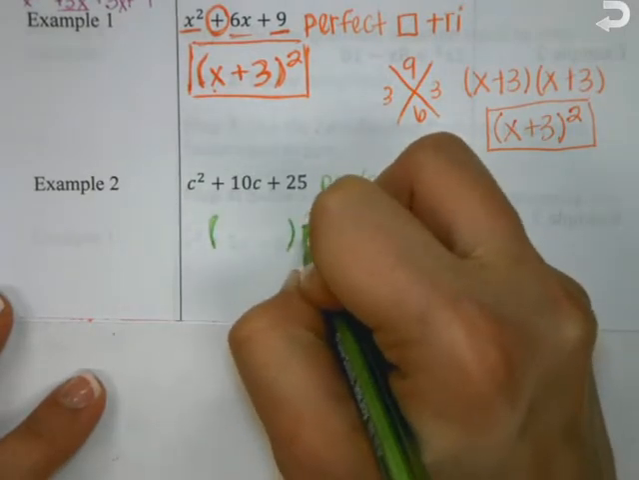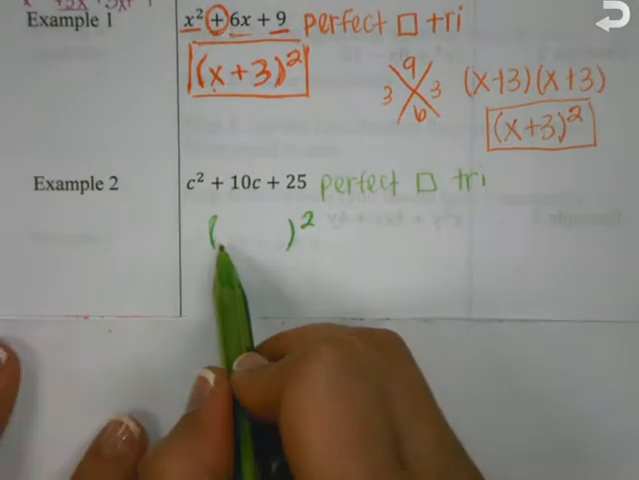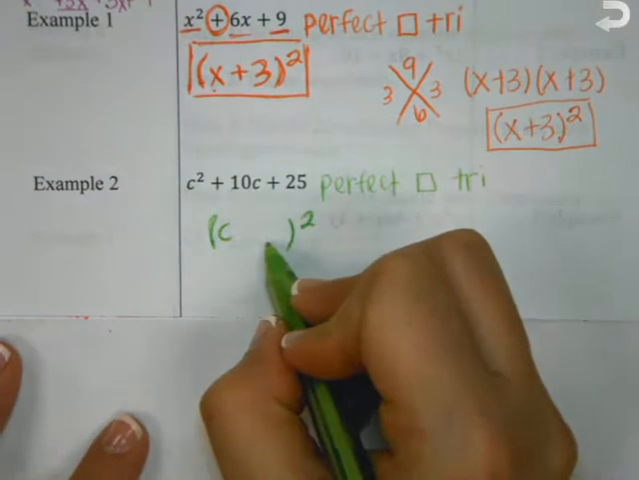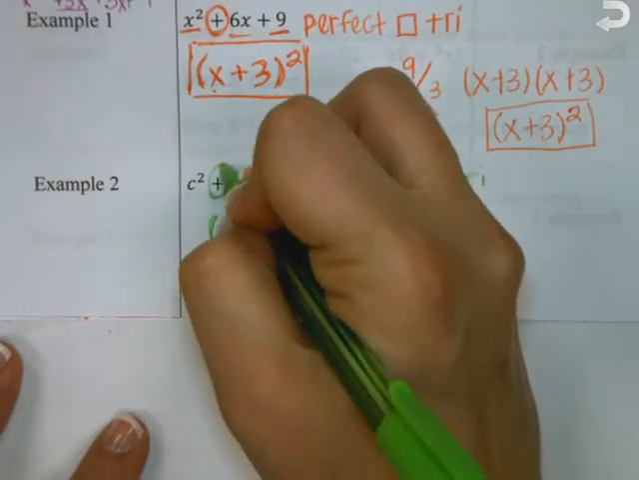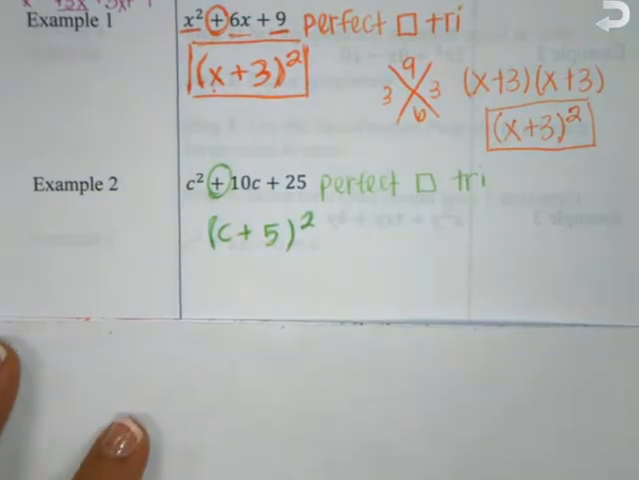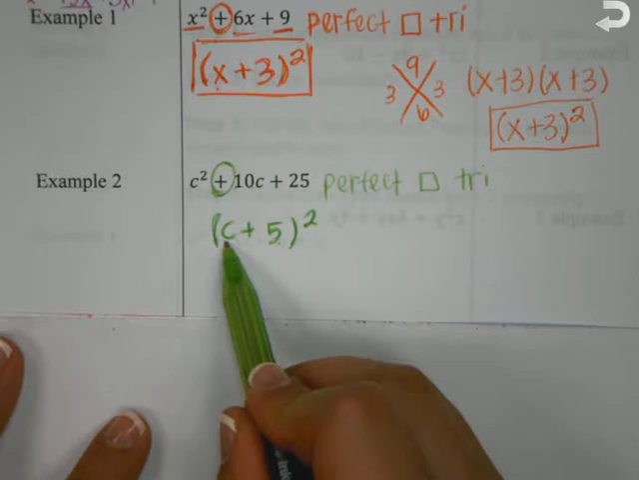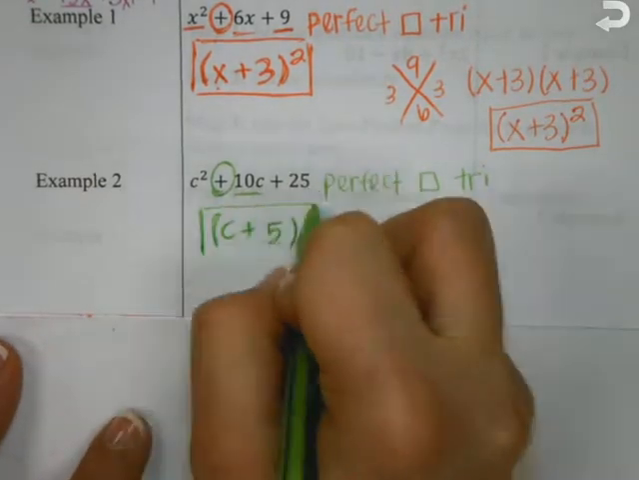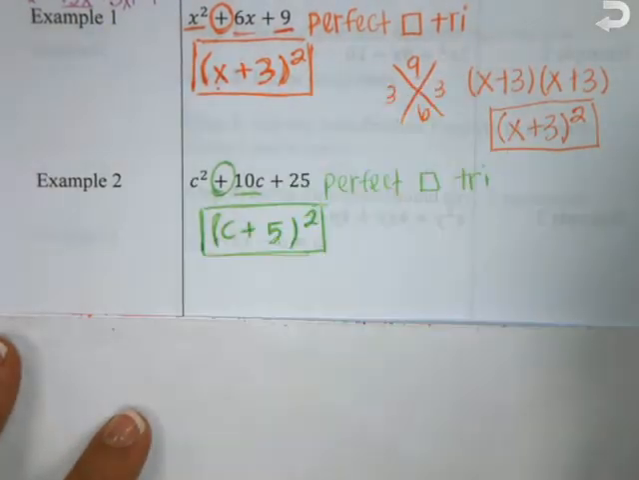What will go in the first spot? C. What will go in the second spot? 5. And what's the symbol in the middle? This is a plus again. Let's do a check. What's 5 times C? 5C times 2? 10. What's another way that I can check my answer? Box or FOIL. So we can do a check.